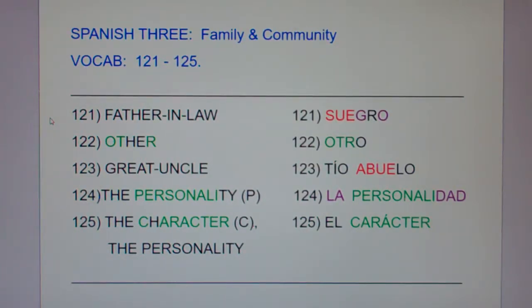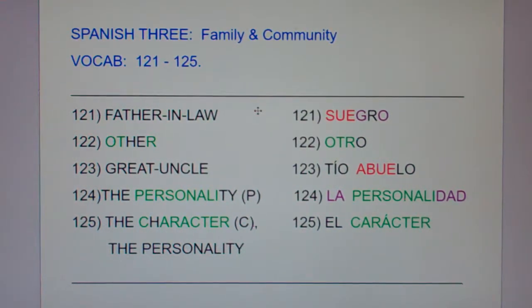121, father-in-law, suegro. Father-in-law, suegro. 122, other, otro. Other, otro. 123, great uncle, tío abuelo. Great uncle, tío abuelo. 124, the personality, la personalidad. The personality, la personalidad. And finally, 125, the character or the personality, el carácter. The character or the personality, el carácter.